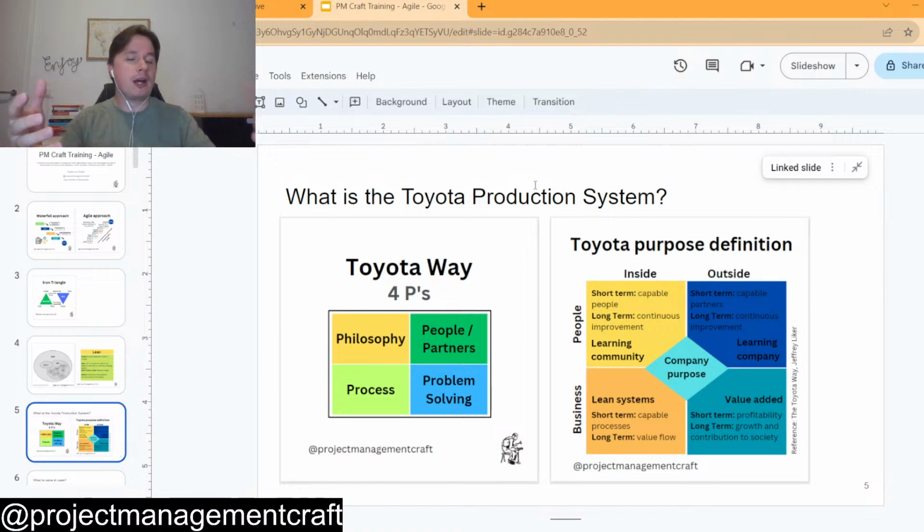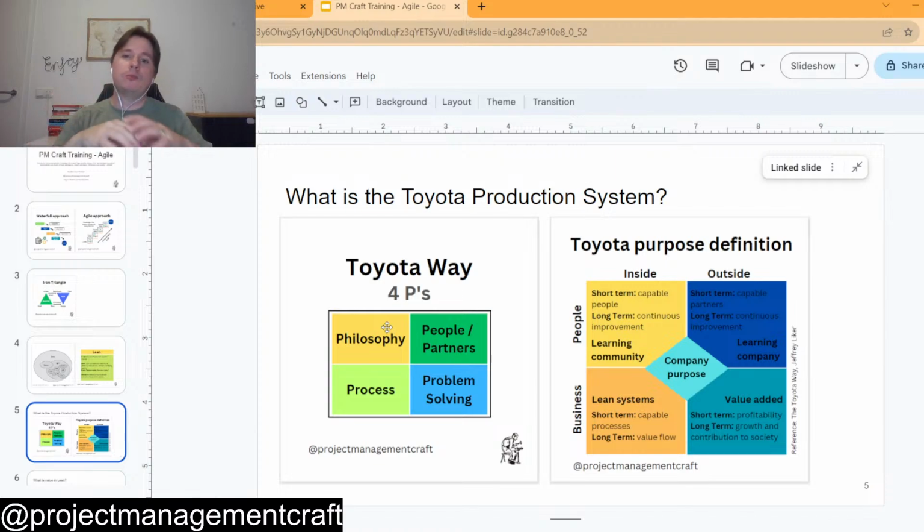The Toyota Way, as they call it, is based on the 4 P's: philosophy, people and partners. I know that's 2 P's, but for some reason they put them together. Process and problem solving. So you see that the Toyota Way includes much more items. Of course, when this starts to spread, process is something easier to copy. Problem solving is a skill that of course you can develop. But your people and your partners and your philosophy, that gets much more difficult to copy.